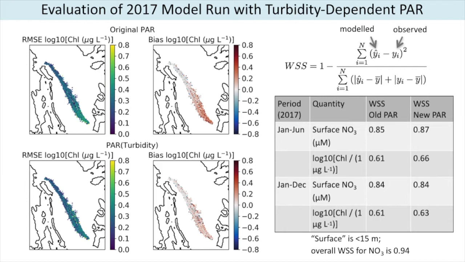In this way, after model-data comparisons highlighted a weakness of the model, observations were used to constrain a new parameterization for light attenuation, improving the model's performance.